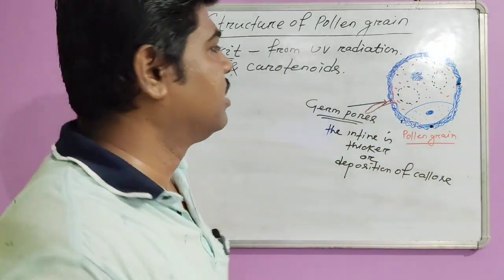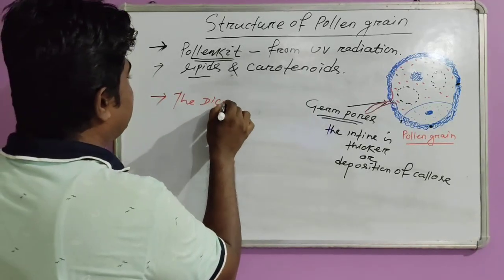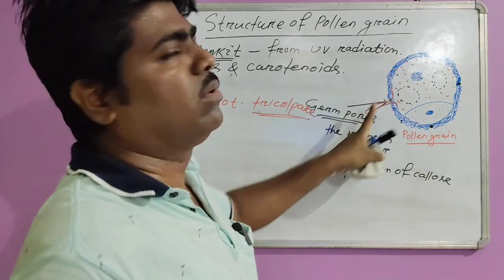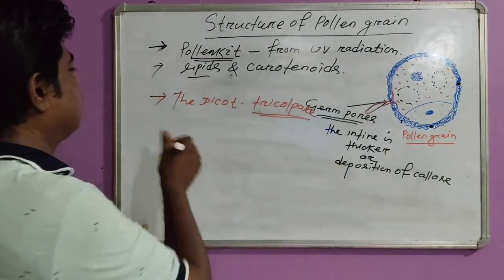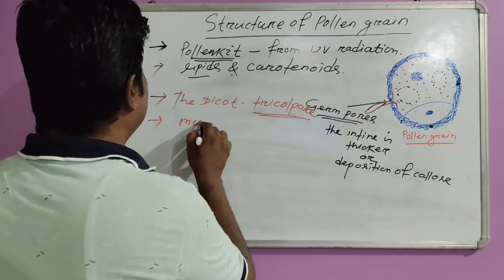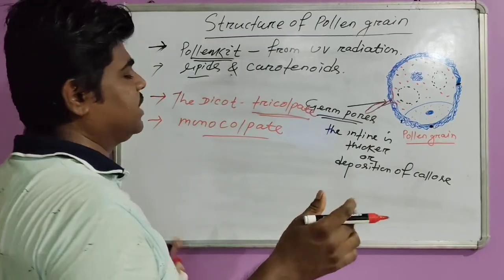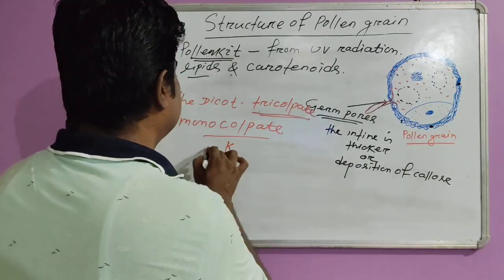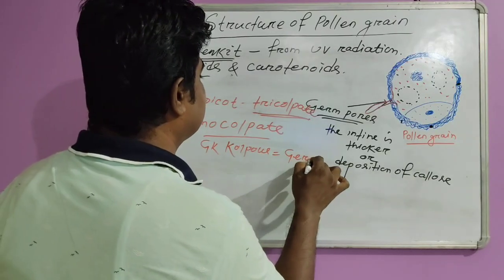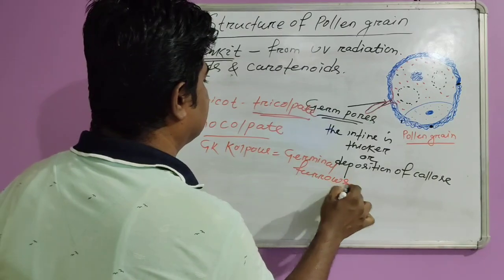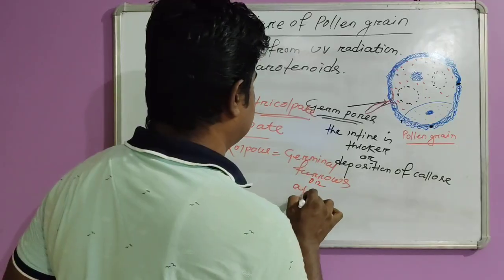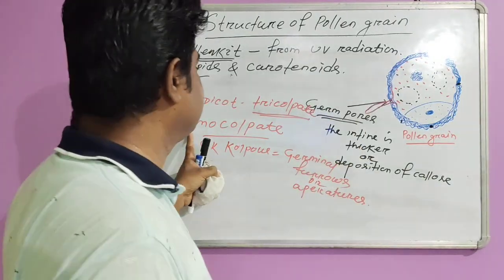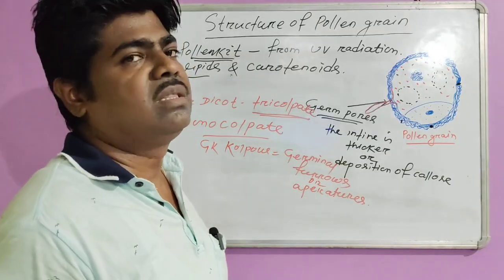And the number of these germ pores: the pollen grain of the dicot is tricolpate, which means there are three germ pores found in dicot. In case of monocot, the pollen grain is monocolpate. There is the presence of only a single germ pore in the pollen grains of monocotyledons. The Greek kolpos means germinal furrows or apertures. So in dicot plants, the pollen grains are tricolpate, and in monocot, the pollen grains are monocolpate.